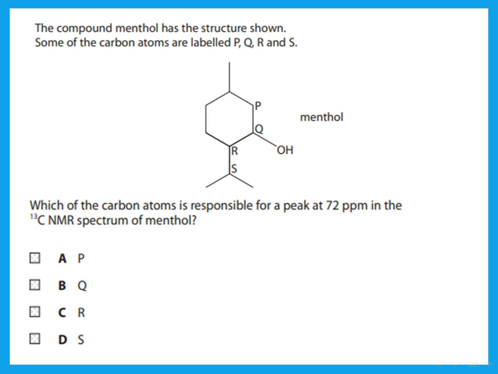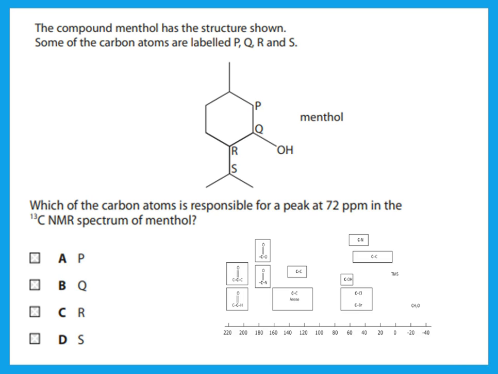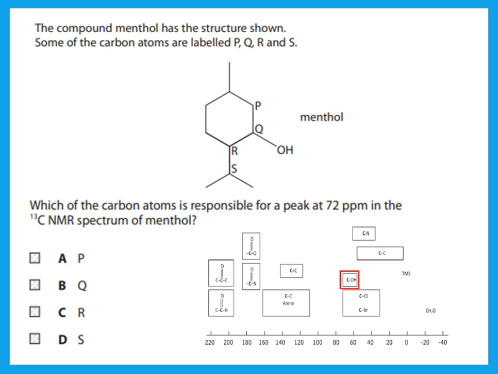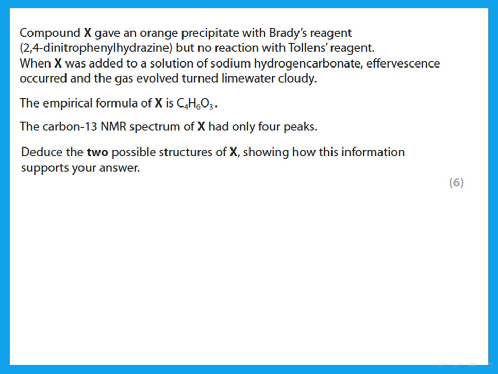The compound menthol has the structure shown. Which of the carbon atoms is responsible for a peak at 72 ppm? Remember that we said the one for 72 is the one that has an OH. If you look at the data booklet that you will have, the one for the OH is the one that is around 70 something. So where is the carbon attached to the OH? That is the one that is Q.